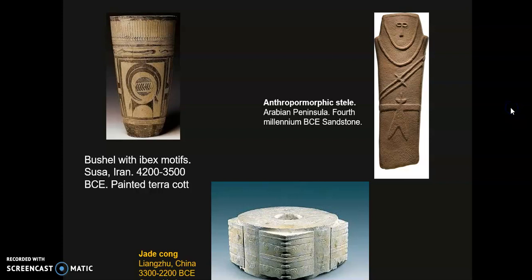Okay, here are our 3 images: Anthropomorphic Stele from the Arabian Peninsula, Bushel with Ibex Motifs out of Susa, Iran, and then the Jade Cong out of Liangzhu, China. Now, one of the things that we're doing when we do global prehistory is we bounce around all over the world, all right? As we progress through the course, we'll start focusing on certain areas, such as ancient Greece. Everything will be located within that area that was known as ancient Greece or ancient Rome. But for now, we kind of move around a little bit. Okay, so that explains that.